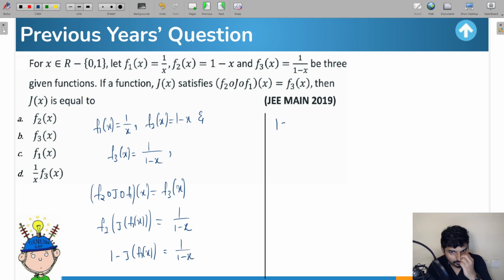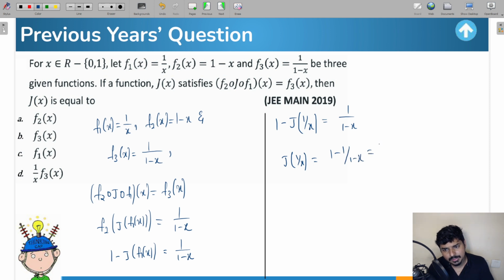Now from here, 1 minus g of, we do know that f1 of x is 1 by x. I'm going to get g of 1 by x to be equal to 1 by 1 minus x. This is what you're going to get. Now from here, guys, g of 1 by x is going to be 1 minus 1 by 1 minus x. I'm going to get minus x divided by 1 minus x, which can also be written as x by 1 minus x. And this is going to give you g of 1 by x.